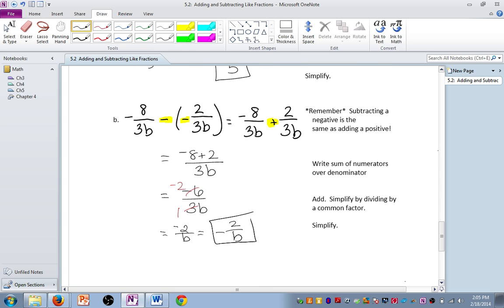And that is lesson 5.2 on adding and subtracting fractions with like denominators.